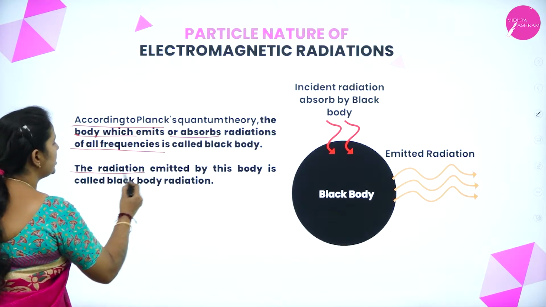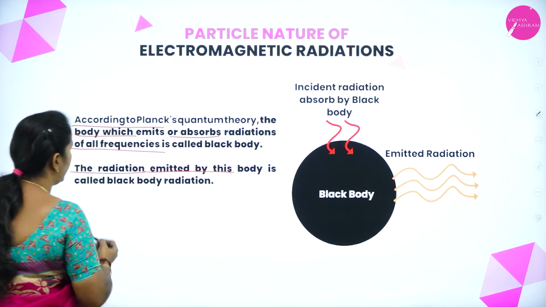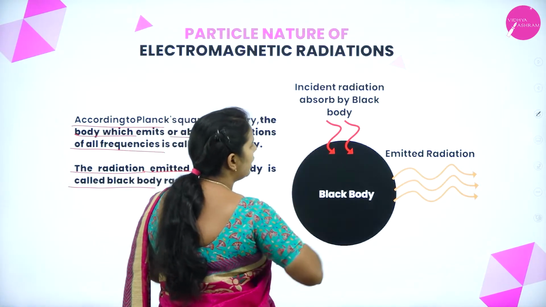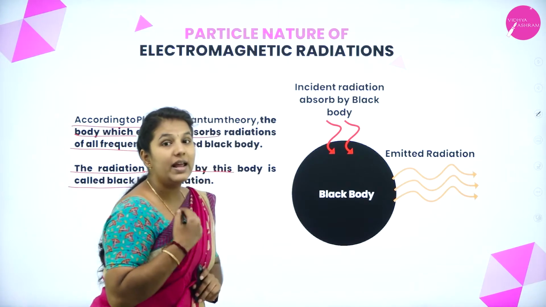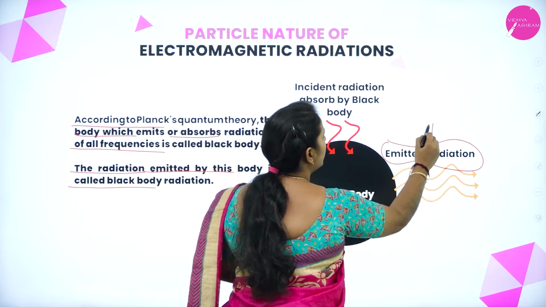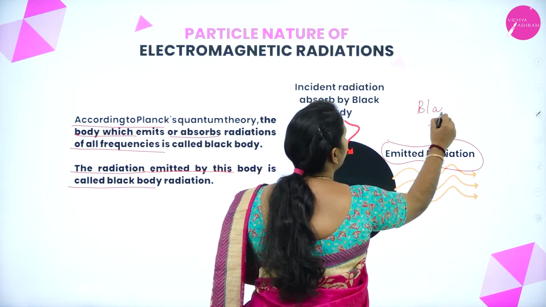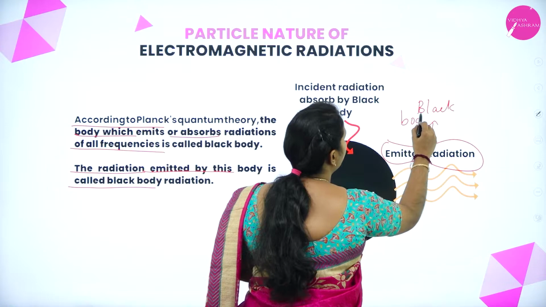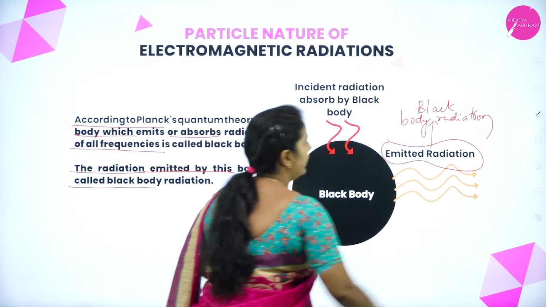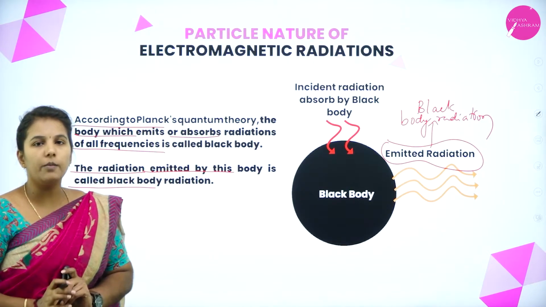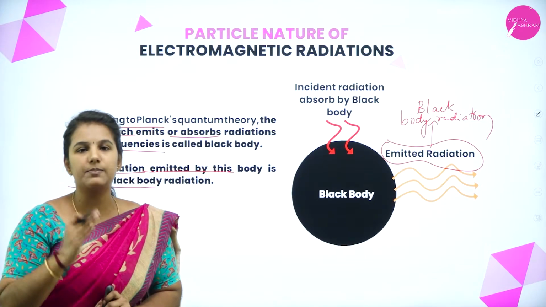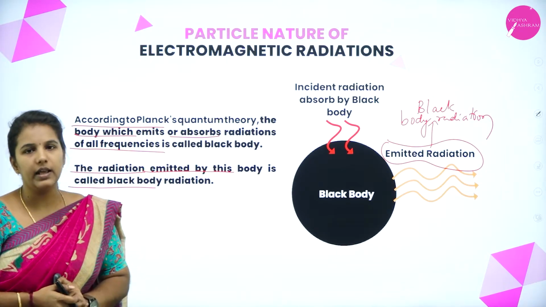And the radiation which is emitted by this body is known as blackbody radiation. After absorbing, the radiation must be emitted. So the emitted radiation from this body is known as blackbody radiation. This phenomenon of blackbody radiation was first studied by Max Planck in the year 1900.